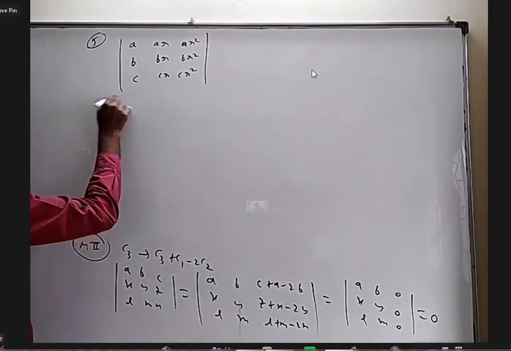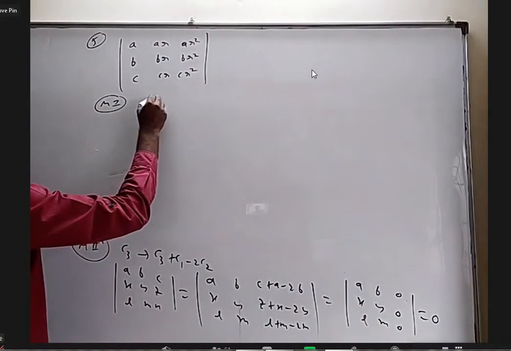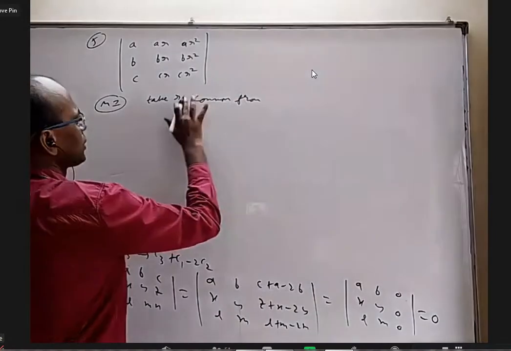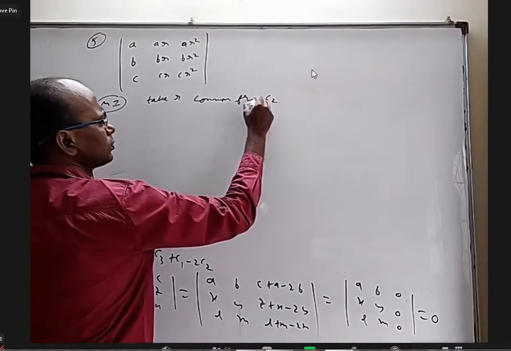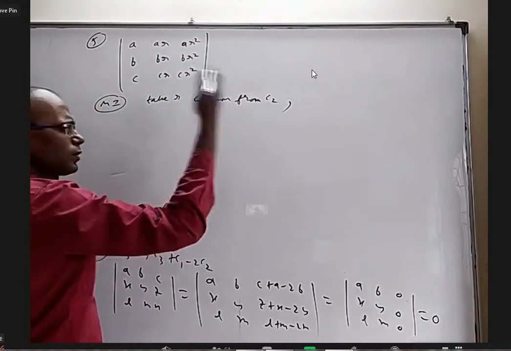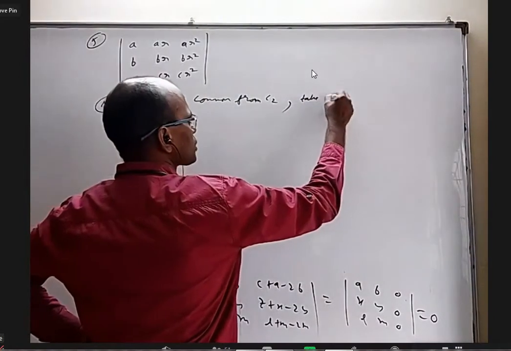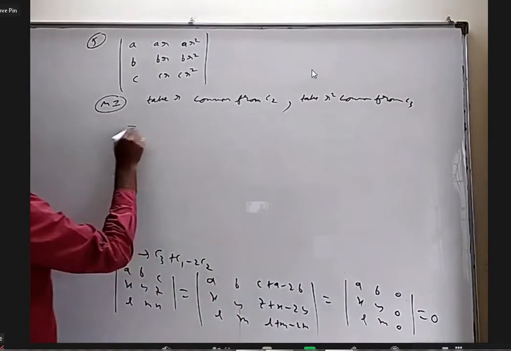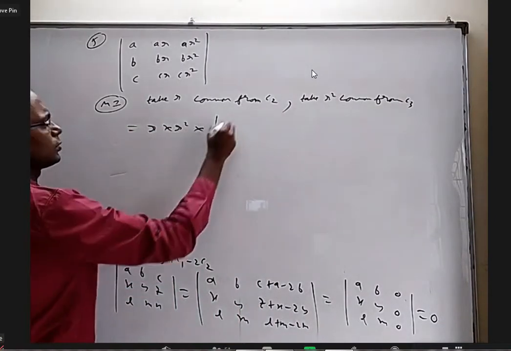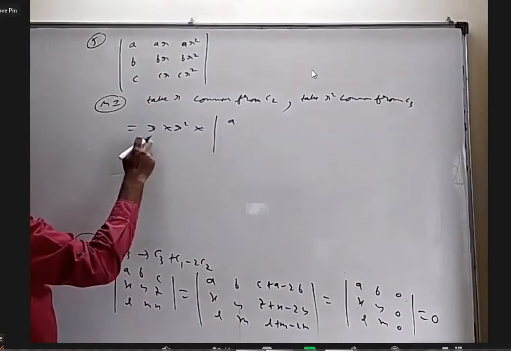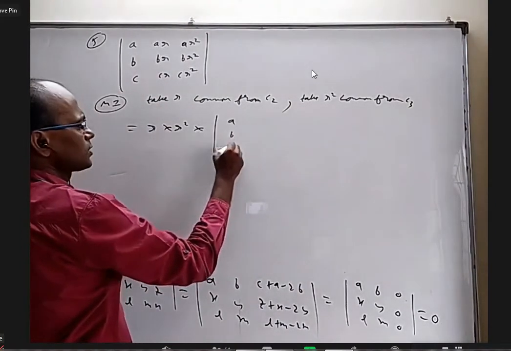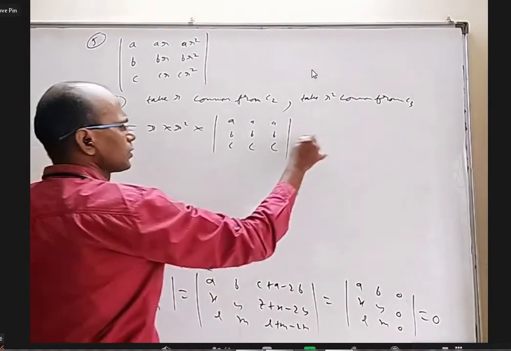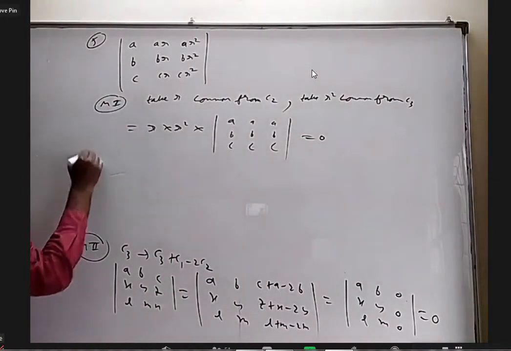Okay, this method 1: take R common from column 2. Not necessary to take from column 3, but if you want, you can take R square common from column 3. It will become R into R square into A, because whenever you take something common, you have to multiply it outside. ABC, ABC, ABC. Two columns are only the same, that is 0. What to speak of 3 columns, it will be 0.